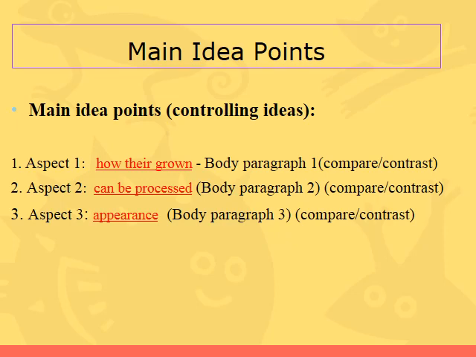And then the third thing, we were talking about the peels, where the orange is thick and the apple's thin. The third aspect that we can talk about in our essay is their appearance, how they look. So those are the 3 aspects that we're going to use moving forward now.